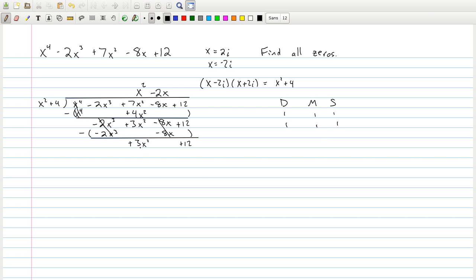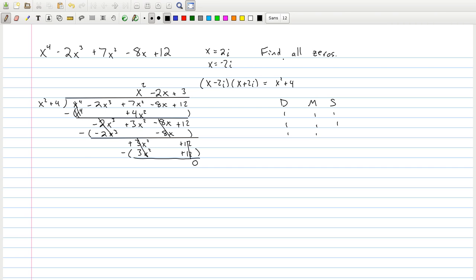We'll do one more division. 3x squared divided by x squared is 3. And then we multiply. 3 times x squared plus 4 gives us 3x squared plus 12. And then finally we subtract. 3x squared subtract 3x squared will cancel. 12 subtract 12 will cancel to give us a remainder of 0. Since the remainder is 0, that says that x squared plus 4 does divide into this evenly. So x equals 2i and x equals negative 2i are both zeros.